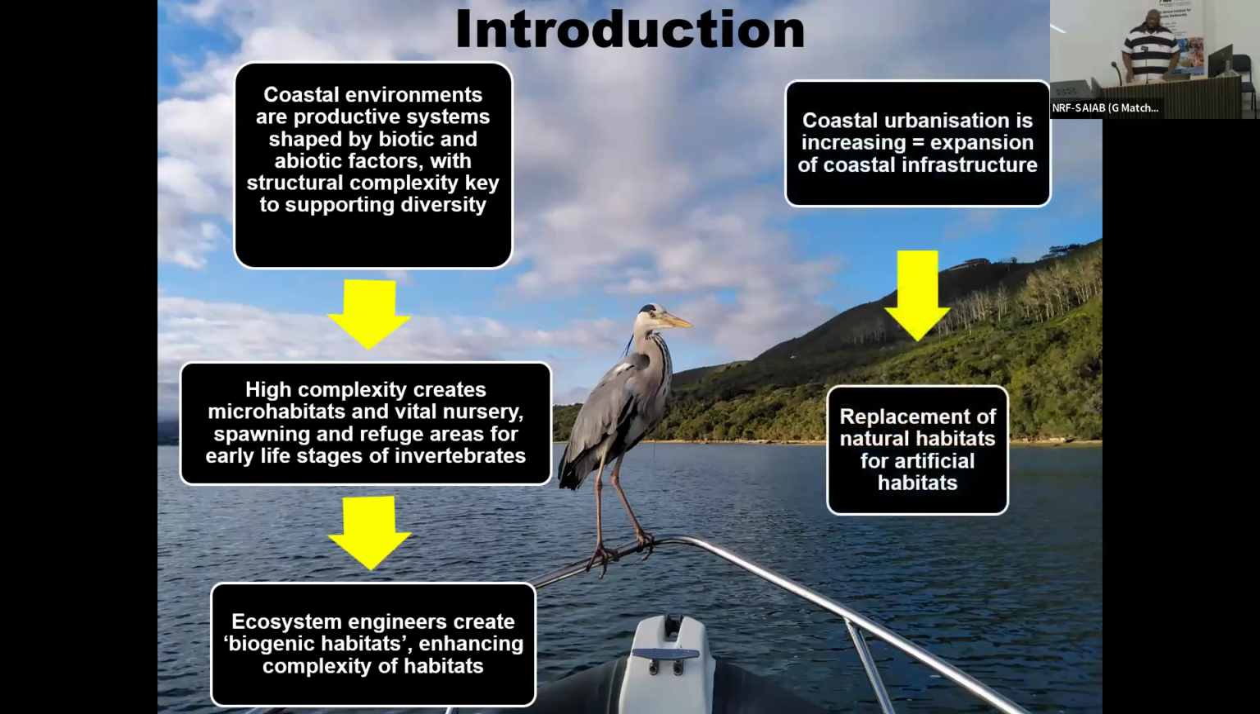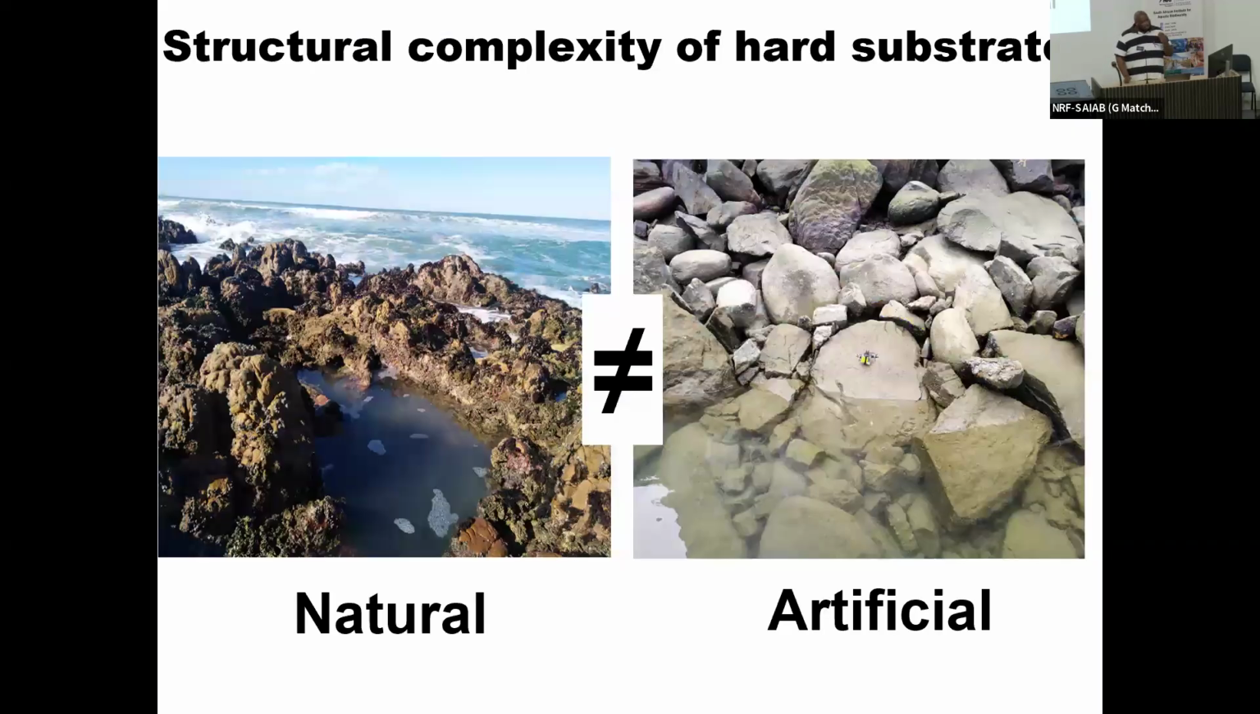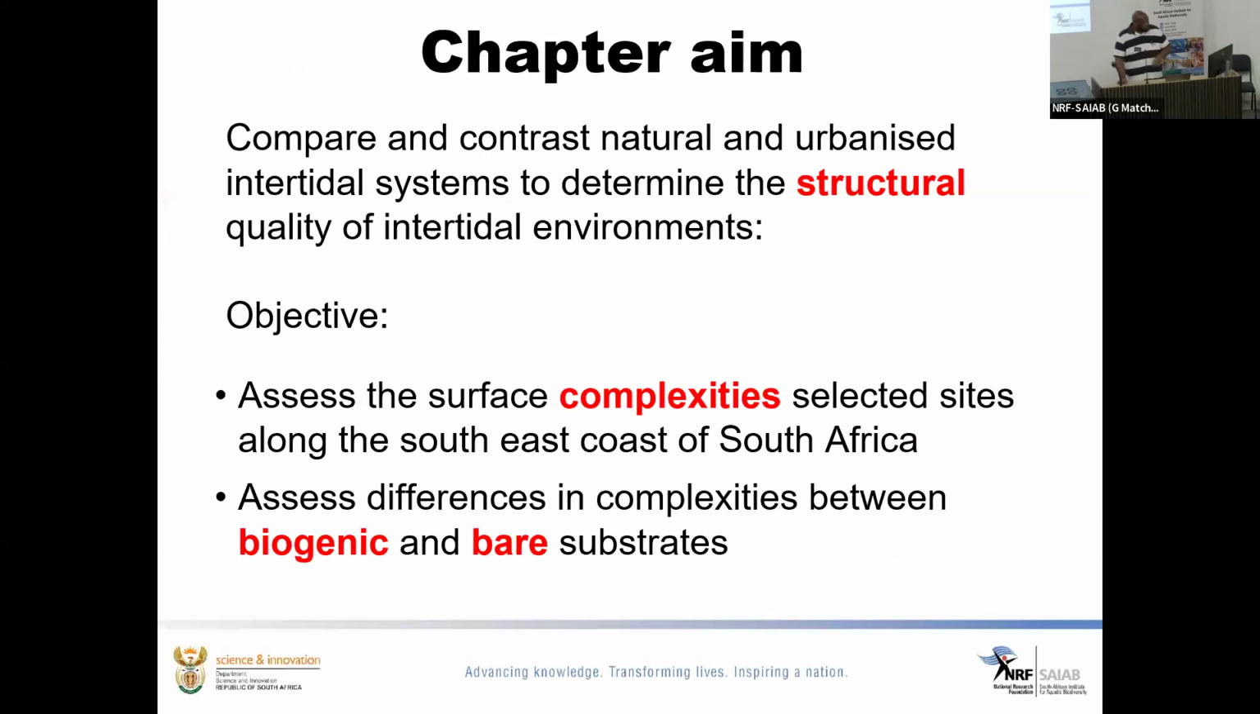However, coastal urbanization is increasing, meaning there's a further expansion of coastal infrastructure, and that ultimately means that natural habitats are being replaced by artificial habitats. The structural complexity of natural habitats is intrinsically different from artificial habitats, just by using this example visually. Therefore, the aim of this chapter was to compare and contrast natural and urbanized intertidal systems' structural qualities by assessing, one, surface complexities, and two, the differences in those complexities between a biogenic rock and bare substrate.